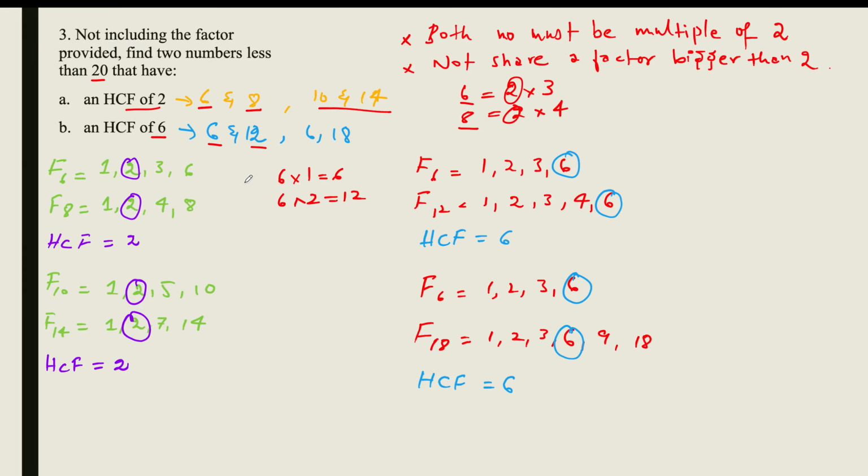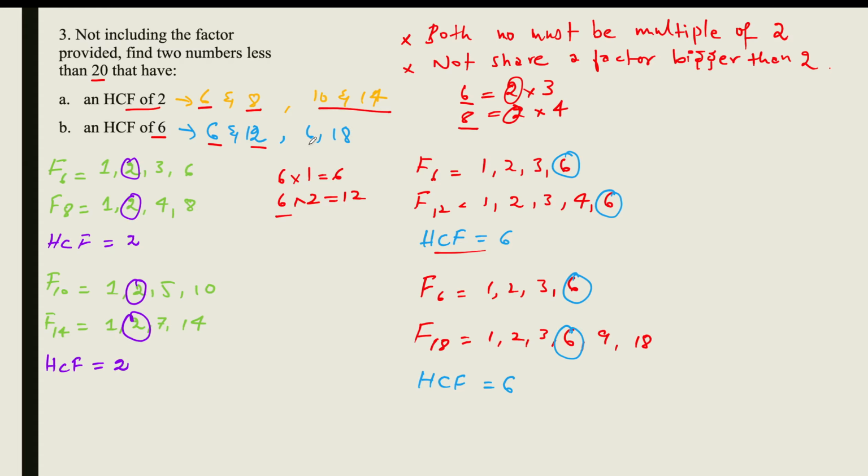So both of them are multiples of 6. They should not share any bigger factor than 6. So we express their factors and see that 6 is the highest common factor between these two numbers. It fulfills the conditions mentioned in the question. They are numbers less than 20, and for the first pair it is an HCF of 2, and for the second an HCF of 6.